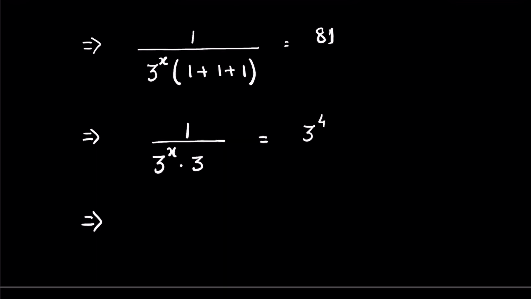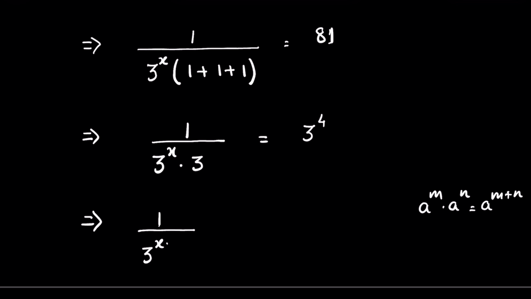Now we have an identity where a raised to the power m times a raised to the power n is equal to a raised to the power m plus n. So here we can write 1 upon 3 raised to the power x times 3 as 3 raised to the power x plus 1 is equal to 3 raised to the power 4.